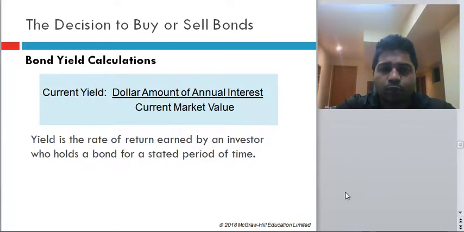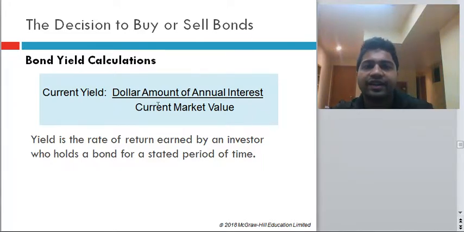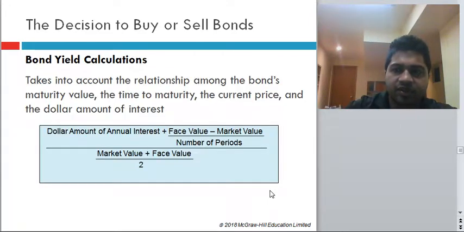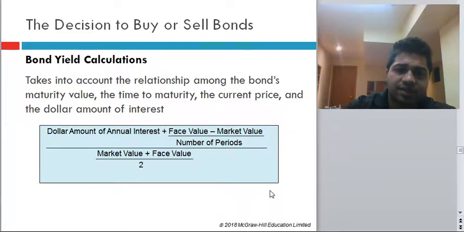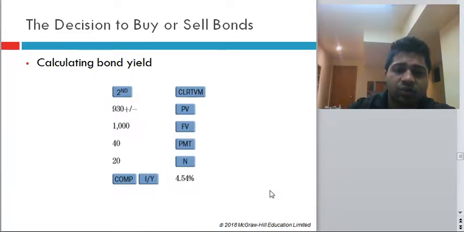Now, bond yield calculation. Current yield is the dollar amount of annual interest divided by the current market value. How much you're paying and how much you're getting back is what you put in this formula to get a percentage. It helps you compare. Let's say I'm getting $80 and I'm buying the bond at 900. My current yield will be 80 divided by 900, which is approximately 11% plus. We don't have to do this by hand, because we'll do it through our calculator.